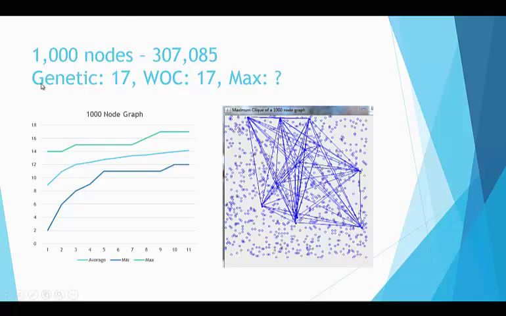The last data set was 1,000 nodes, which was about 307,085 edges. Again, the genetic algorithm returned 17. The wisdom of the crowd algorithm returned a maximum click of a subgraph of size 17, and the maximum is unknown. But you can see that the overall fitness of the population increased over the running of the genetic algorithm.